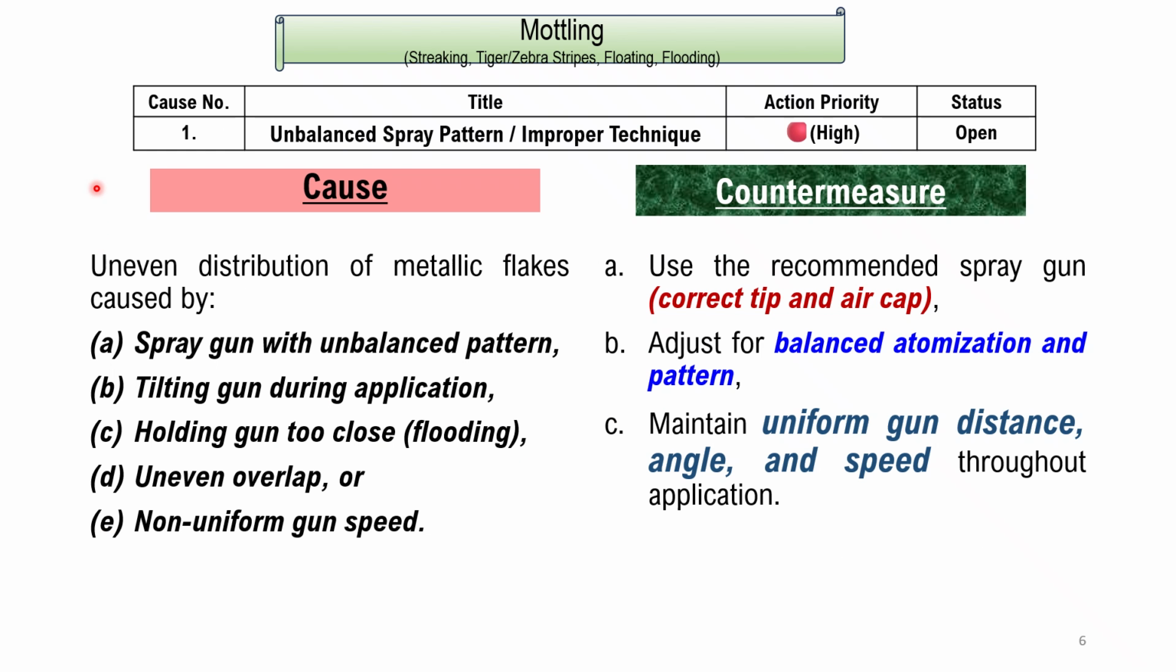Coming to causes and countermeasures of the defect mottling. Number one, unbalanced spray pattern or improper technique. Cause in detail: uneven distribution of metallic flakes caused by a spray gun with unbalanced pattern, tilting the gun during application, holding the gun too close resulting in flooding, uneven overlap or non-uniform gun speed.